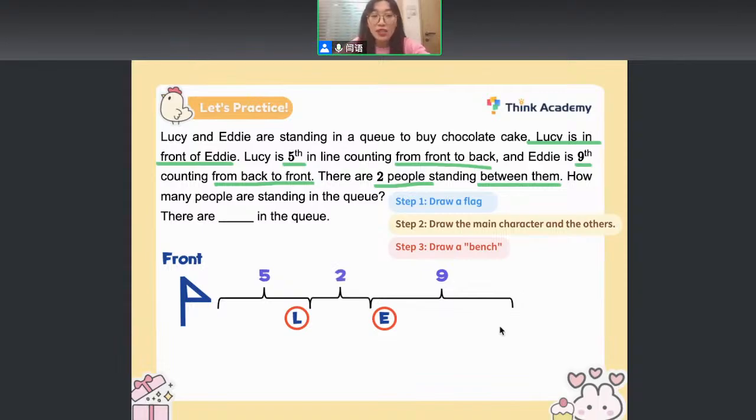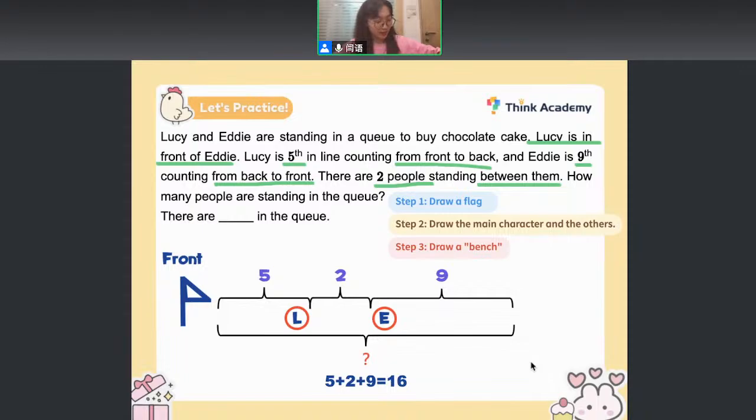And the question is asking you how many people are there in total. In total, you just add all of them together. How do we build the equation? That is 5 plus 2 plus 9 equals 16. Okay, 16.